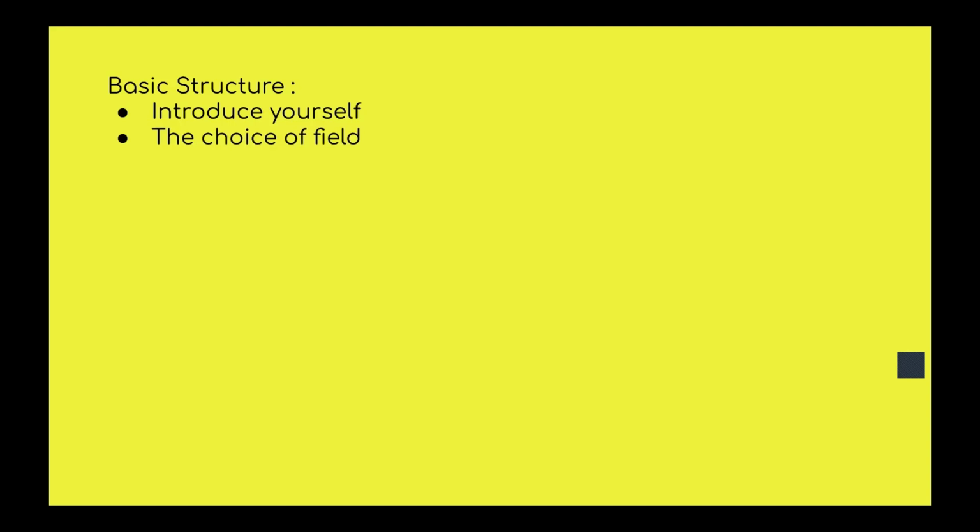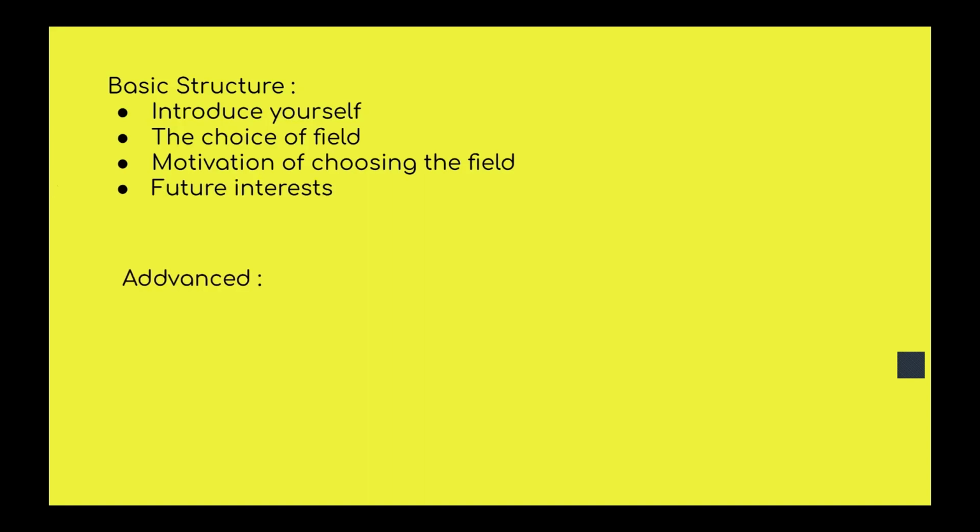Your statement of purpose should have a basic structure. This is generally for all students. You should introduce yourself first. Then you should write the choice of your field. Then you should write the motivation for choosing that field. Then you should write your future interests. And then that is the end.